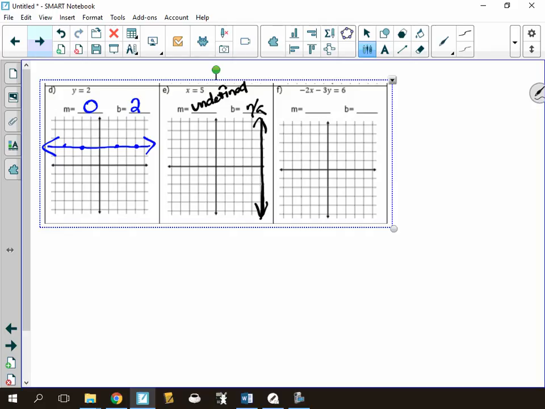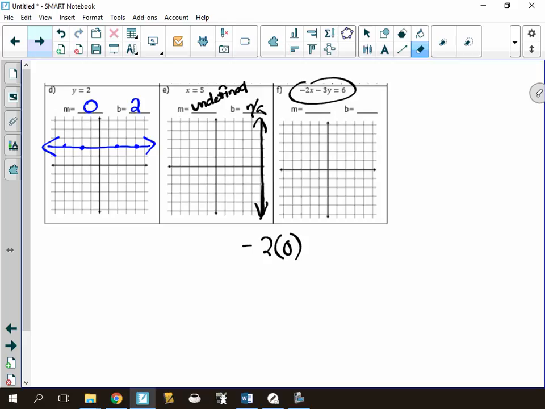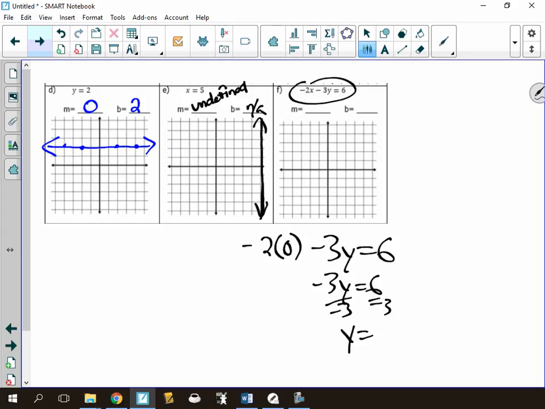Is we would take this, and I will demonstrate the other way that you can do this. So you can plug in 0 for x and solve that. You get y equals -2. That means the point 0, -2 is on the graph. You can also plug in 0 for y.